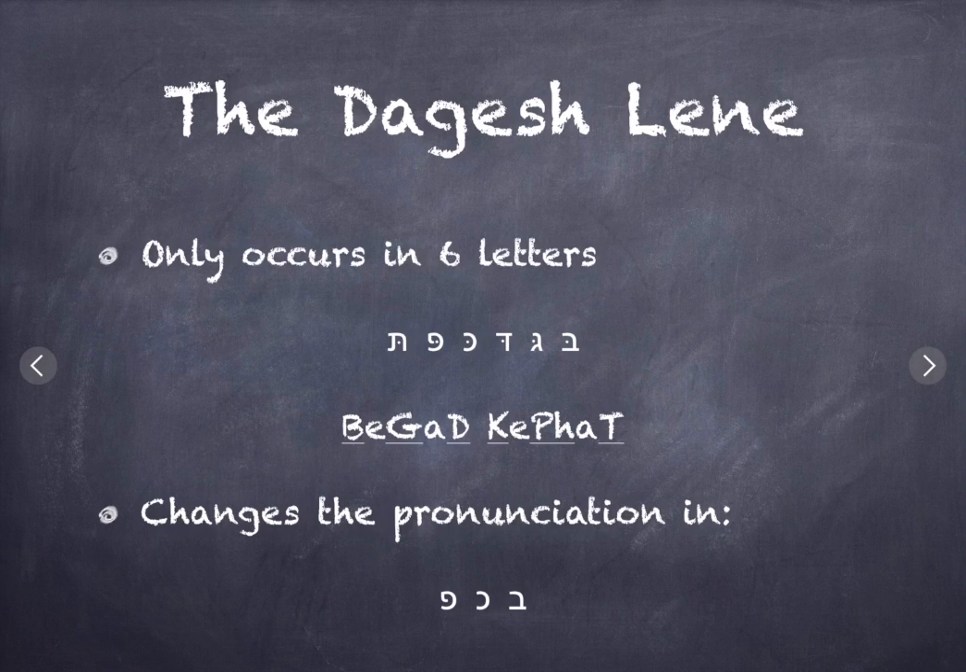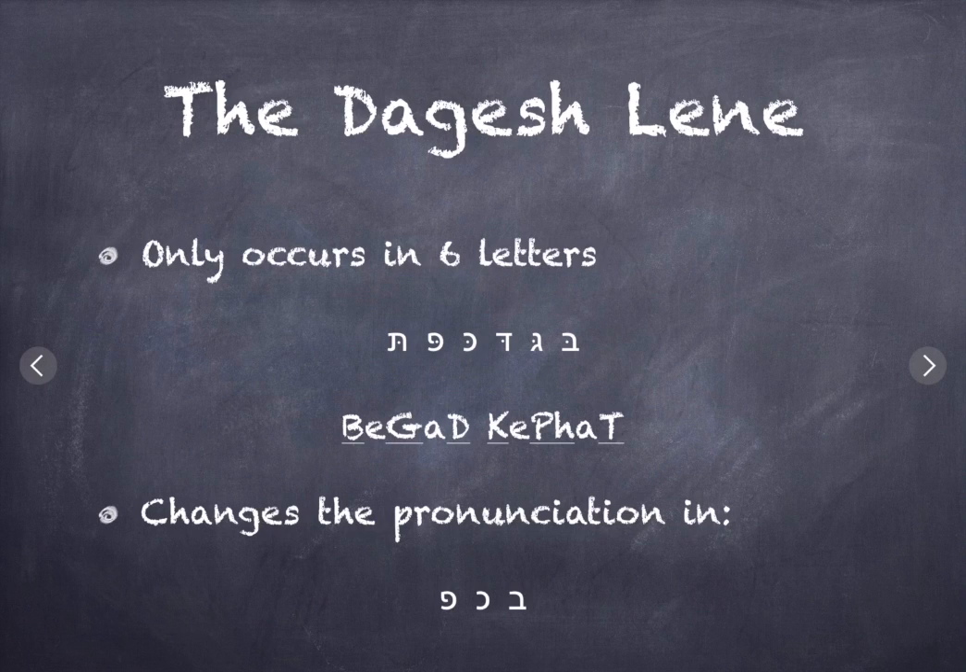Now the Dagesh Lene only occurs in 6 letters, and those letters are the Begad Kafat letters. I've listed them here going right to left. We have Beit, Gimel, Daled, Kaf, Pei, and Tav. And I call them Begad Kafat letters. It's just an easy way to remember them. The letters that I have underlined and capitalized represent their corresponding Hebrew letters. B for Beit, G for Gimel, and so on and so forth. So you'll hear me call these Begad Kafat letters.